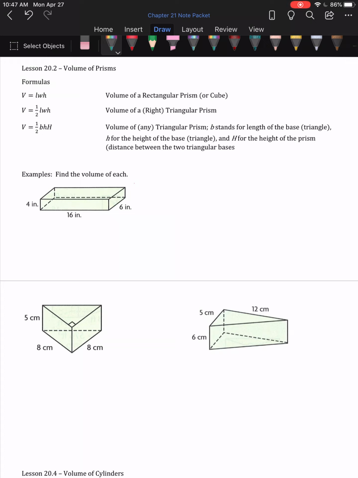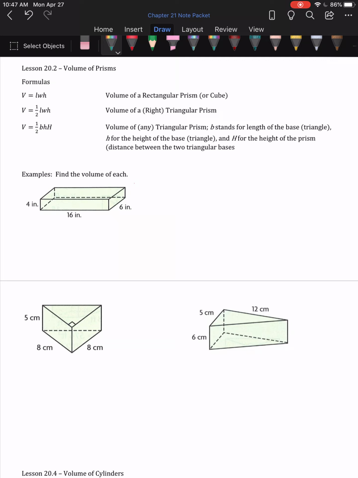So to get the volume of the prisms, for a rectangular prism, volume is length times width times height. And my cheat sheet literally just says multiply the 3 dimensions. Then I have 2 different formulas here for you for a triangular prism. Volume equals 1/2 length times width times height. And volume equals 1/2 base times height times height.